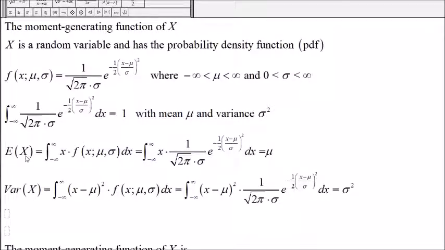And we have also shown that the expected value of x, or the mean of x, the expected value of the random variable x, which is the integral from negative infinity to positive infinity, with the integrand x times this normal density function, is equal to mu.